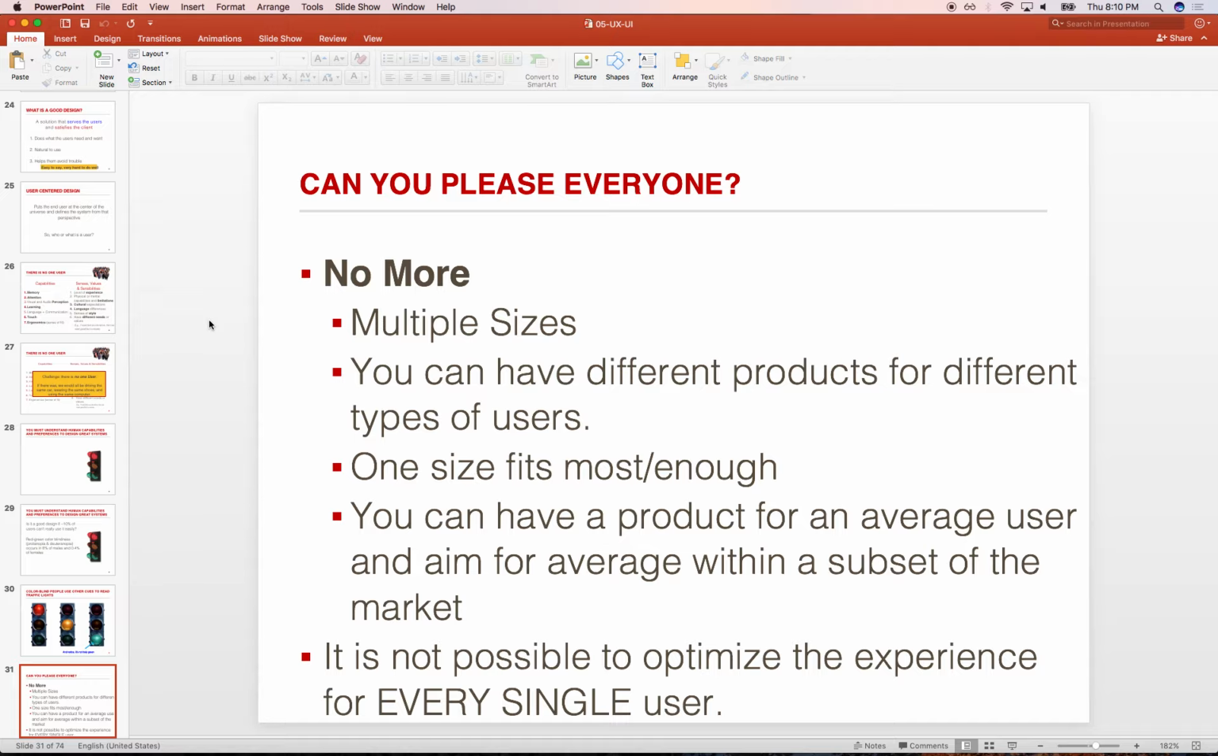And oftentimes, we make the decision that we want to create something that is going to please everybody. Multiple sizes, and if you flick this switch, you'll be a power user. If you flick this other switch, you'll be a beginner. If you flick all these other switches... so we want to please everybody. There's no way we're going to do that, right?